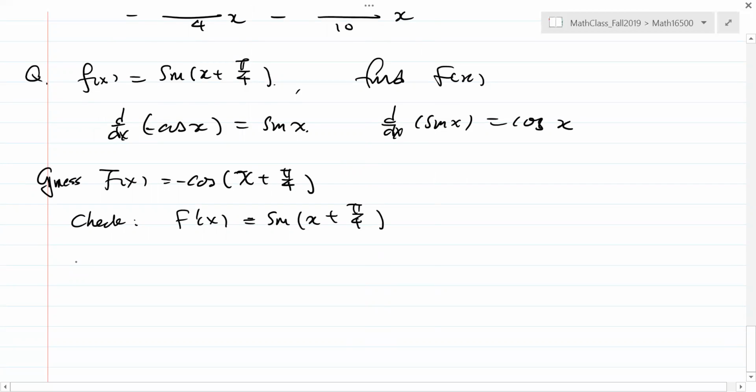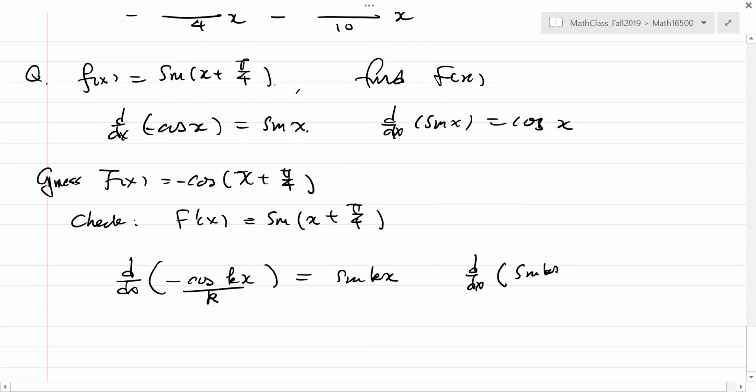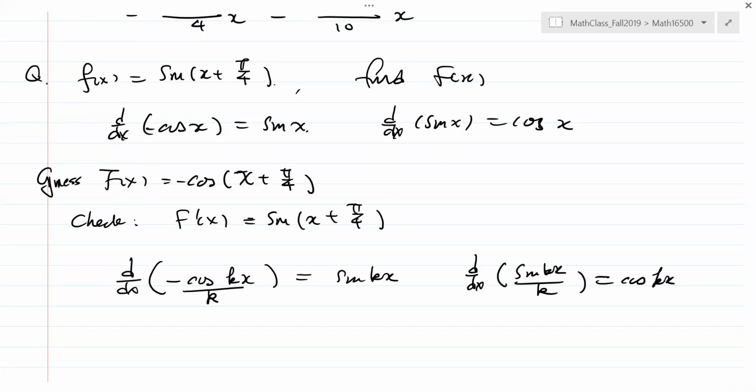Now, if I modify the problem a little bit: if you differentiate negative cosine kx, you get sine kx, and you divide by k. If you divide by k, then both sides are equal. The derivative of sine kx over k gives you cosine kx. So then you can get the antiderivative of sine kx, which is negative cosine kx divided by k.